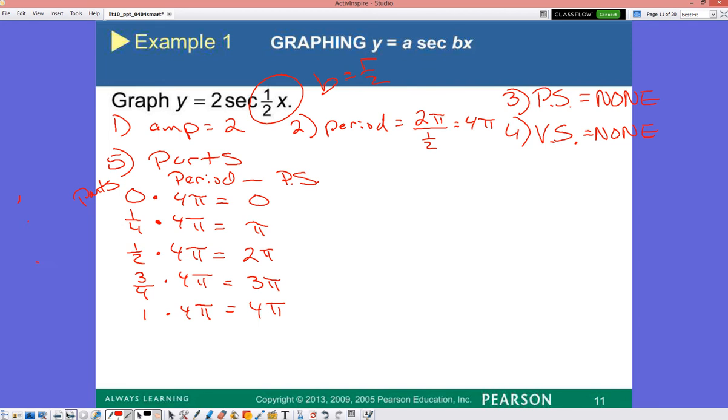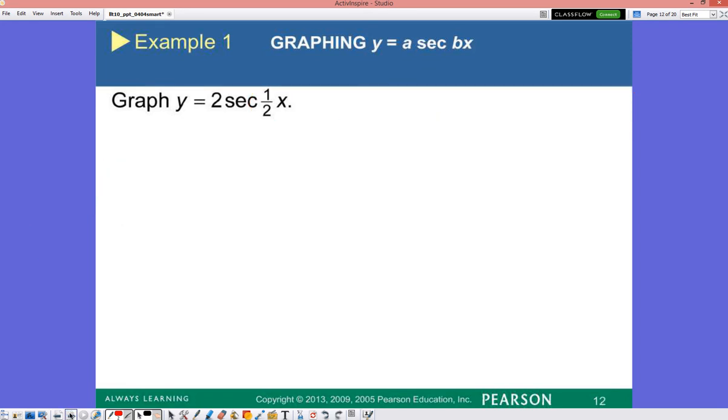So let's go ahead and I'm going to set up my graph. So from my graph, I have 0, pi, 2 pi, 3 pi, and 4 pi. Now, my amplitude is what? 2. So it goes up 2 and down 2. Now, secant is the reciprocal of what?